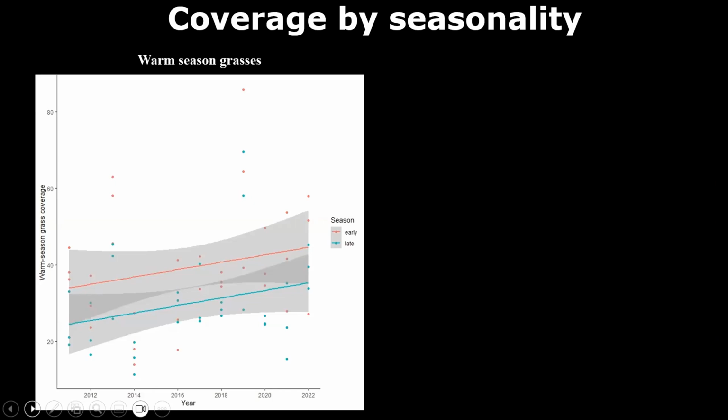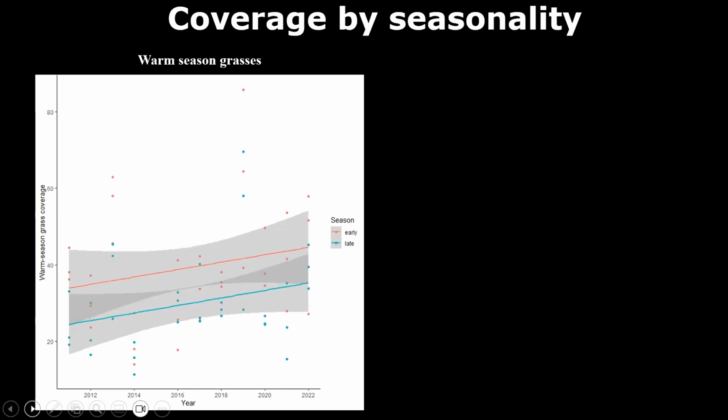The first one's going to show differences in seasonality in warm season grass coverage. And so here the pink line or red line shows early growing season burns. The blue line shows late growing season burns. And then on the bottom here on the x-axis, we have the year. So this is just showing data points throughout all the years that we collected data, showing the change in coverage between the early growing season and late growing season in terms of warm season grasses. So we do see more warm season grass coverage in the early growing season compared to the late growing season.